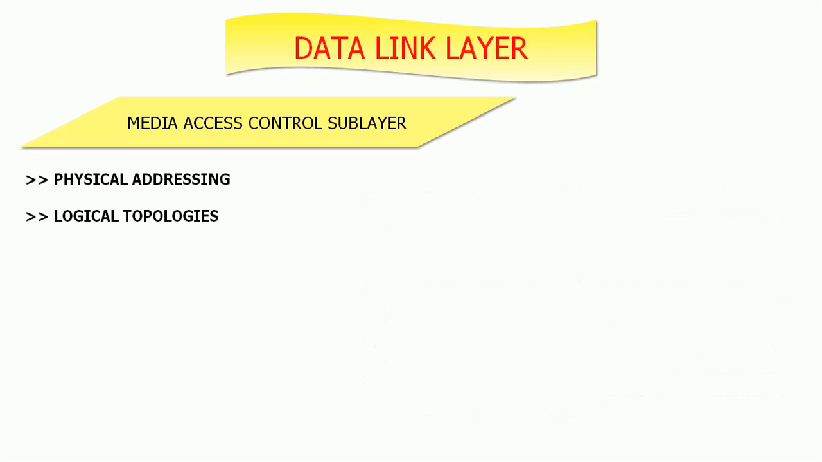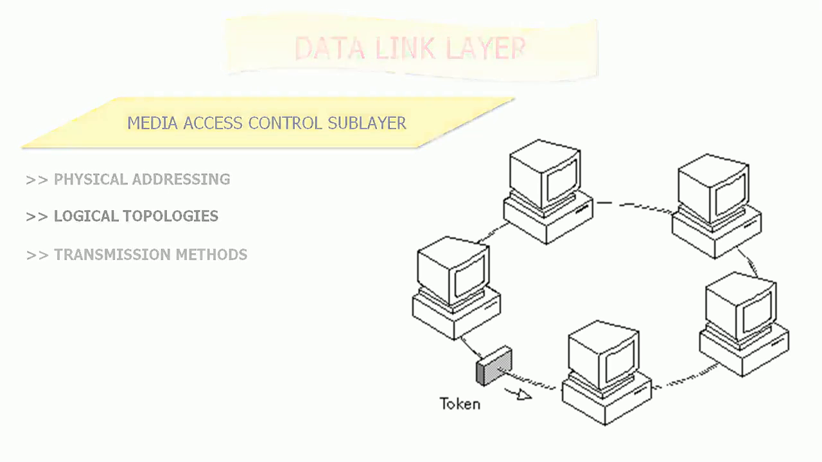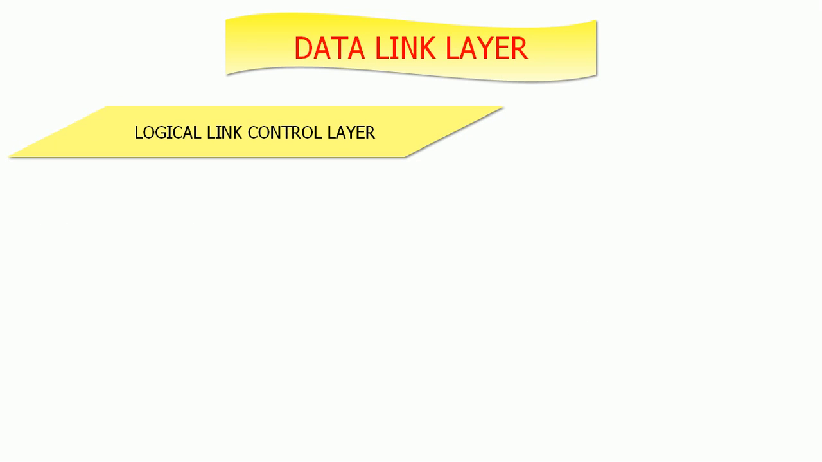The MAC sublayer is also concerned with the method of transmitting on the medium. For example, we have token ring network in which a token is circulated in a ring to the devices connected to the MAU. In that token, there is a space to enter data and send it to the destined devices. Let us now move to the logical link control sublayer.